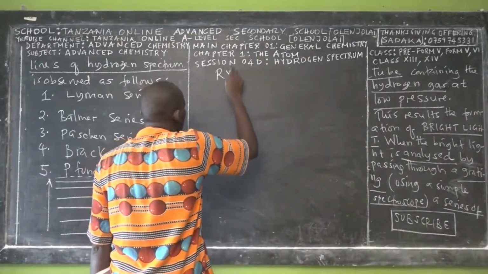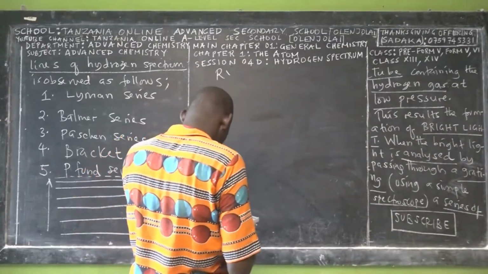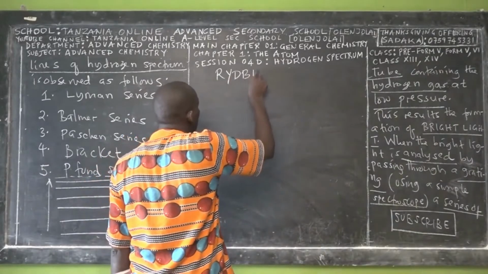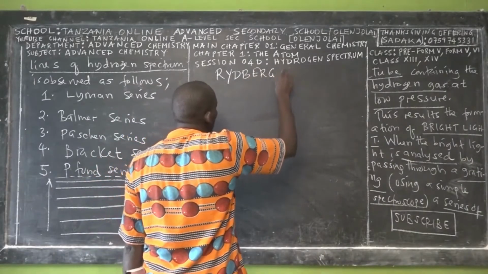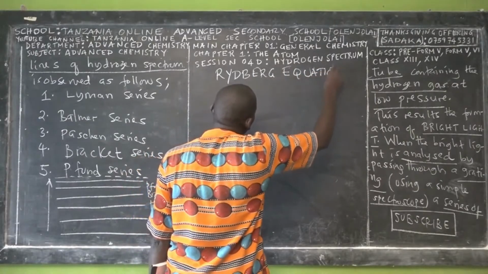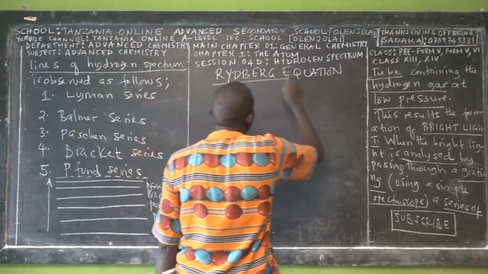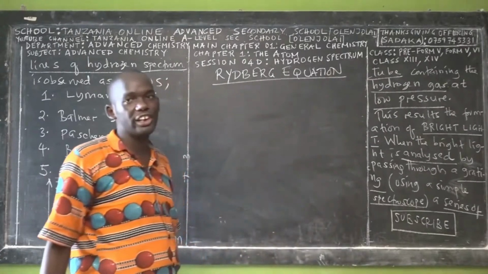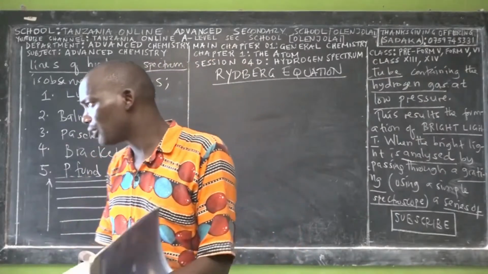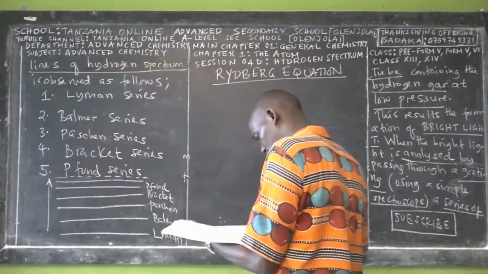The Rydberg equation is a very important equation in general chemistry, and a very important equation in atomic physics. So we have the Rydberg equation.